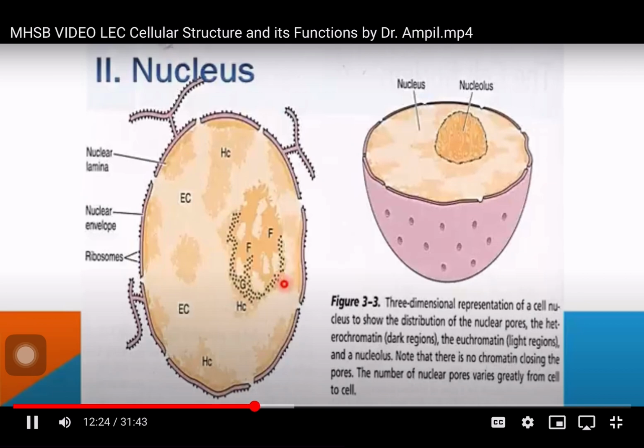Now we're going to the nucleus. The nucleus is the control center of the cell, also the command center of the cell, containing the chromosomes, consisting of genes which are the bearers of our hereditary traits. The nucleus is also the site of replication of DNA and transcription of RNA. Under the hematoxylin eosin stain, the nucleus is basophilic, meaning it is bluish or violet in color because of nucleic acids.